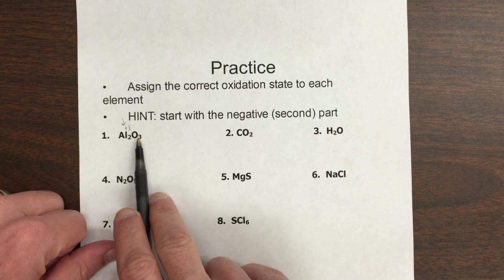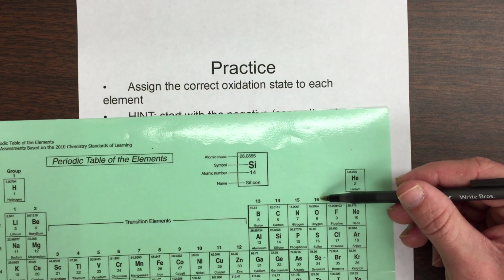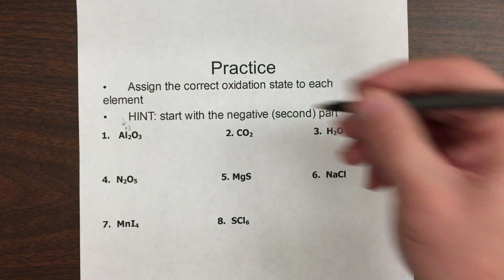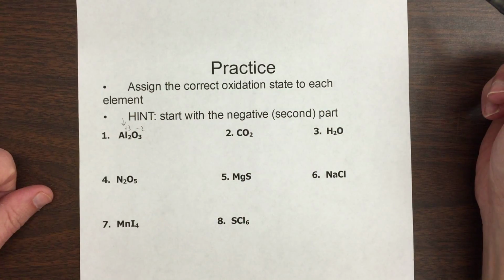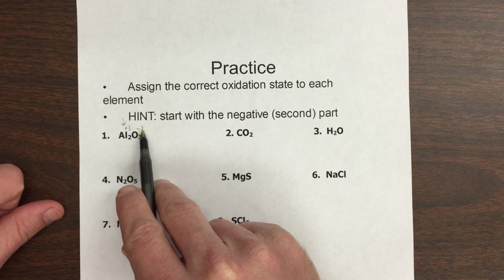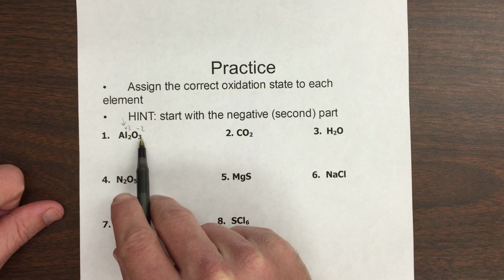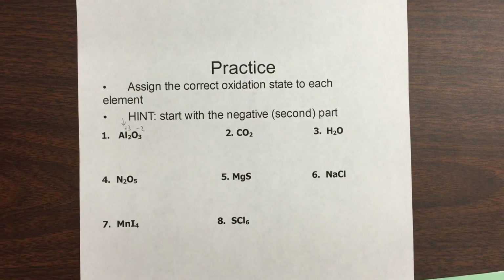Now oxygen over here, it's in group 16, it's going to have an oxidation state of -2. So this is -2. Notice that this number corresponds with this number, and that this number corresponds with this number. That's in fact how the formula gets written, and we'll talk about that later.